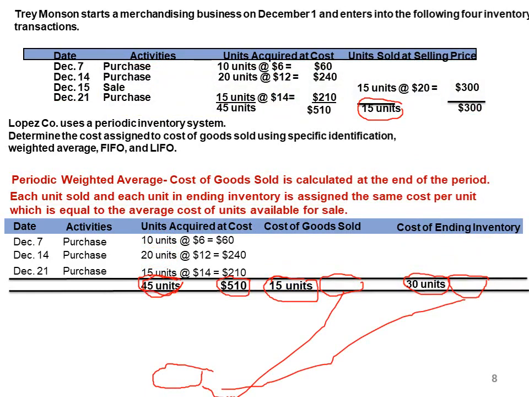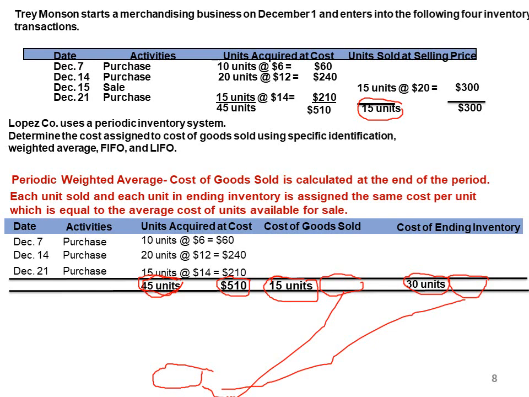Now the last method, which is the weighted average under periodic. Now under periodic system, we compute a single weighted average cost per unit for the entire period. If you remember, under perpetual, we have to calculate average cost each time a sale is made. Now things will be much easier under periodic system, because we are going to calculate the weighted average cost only once at the end of the month. So we are going to compute a single weighted average cost per unit for the entire period.